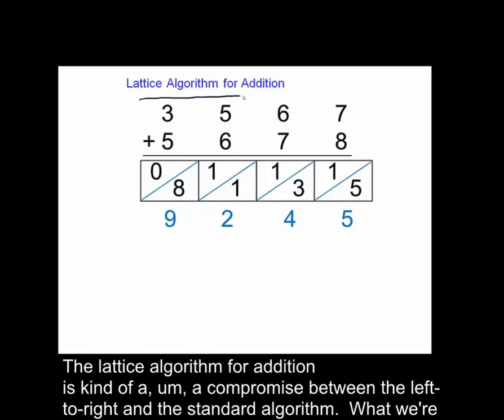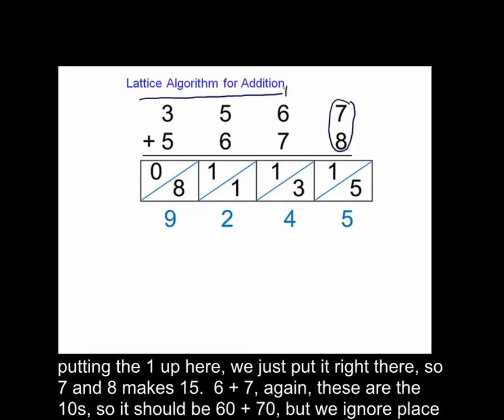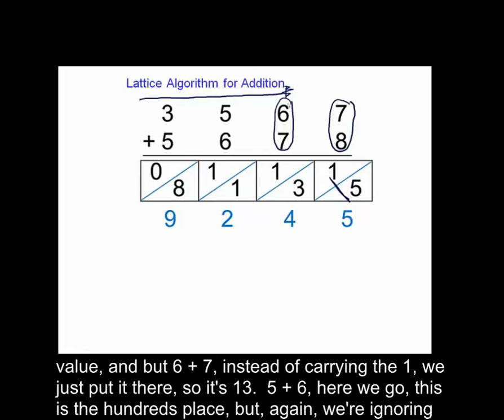The lattice algorithm for addition is kind of a compromise between the left to right and the standard algorithm. What we're doing is we're just adding individual values without paying any attention to place values. So 7 plus 8 makes 15, but instead of carrying and putting the 1 up here, we just put it right there. So 7 and 8 makes 15. 6 plus 7, again, these are the 10s, so it should be 60 plus 70, but we ignore place value. But 6 plus 7, instead of carrying the 1, we just put it there, so it's 13.